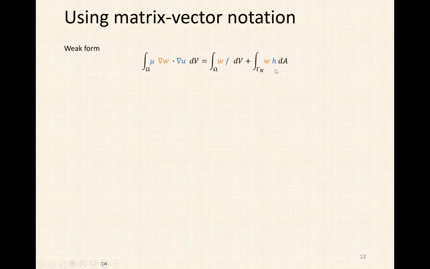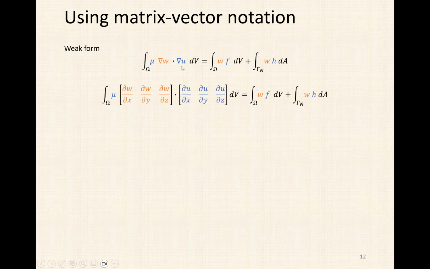Again, this is our weak form that we have derived, and we know that del u is this. I am writing it here just because we are using a dot product. Del u is a vector, so when we have a dot product, it doesn't really matter how we write it. We have one vector, and then another vector, and we take the dot product.